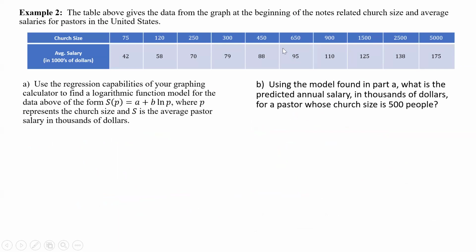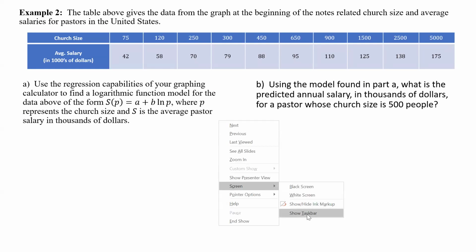All right, so now we're gonna practice and remember our regression model using our actual calculator to find the best fit. So here we go. The table above shows the data of the graph of the churches and what their salaries are. We're going to use the regression capabilities of our calculator to find S of P equals A plus B natural log of P, where P represents the church size and S is the average pastor salary in thousands of dollars, okay? So we're going to go through those steps.